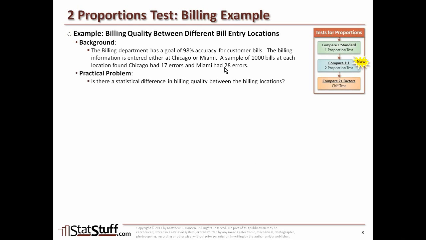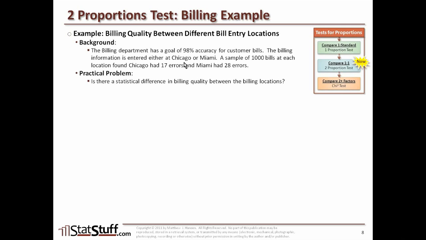So from a practical standpoint, we want to ask ourselves, is there a statistical difference in the billing quality between the billing locations? Well, for 98% accuracy out of the 1,000 samples, if we had 17 errors here, that means there were 983 successes, or a 98.3% accuracy rate, which is exceeding our goal of 98% accuracy. For Miami, we take the 1,000 minus the 28, and we're saying that there's 972 that were successful, or a 97.2% accuracy rate. Well, that is less than the 98% accuracy goal that we have.